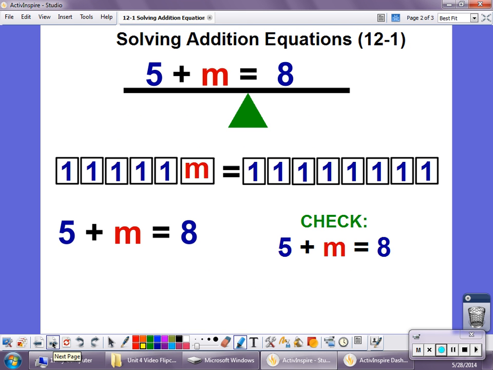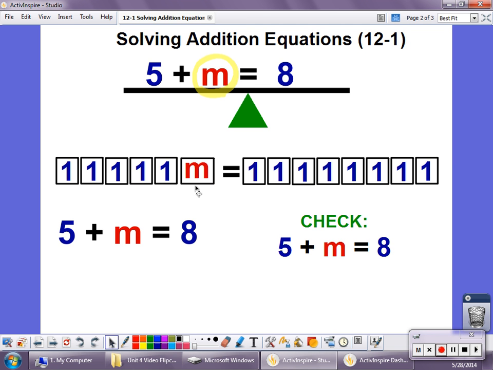Okay, now here's an example of an addition equation. So this says 5 plus m equals 8. What we want to do to solve this equation is figure out what m could be. When we solve it, it means we find the value of m that will make this equation correct. Now, I'm going to show you with pictures what we're going to do, and then I'll show you mathematically how you show this. If I want to isolate my variable, that means I want to get m all by itself.